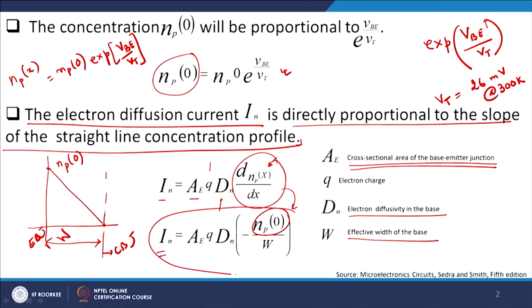It only depends upon the area, the diffusion constant, and most importantly on the concentration gradient, which you can see from this equation in front of you. With this knowledge, we come to the next idea, which is basically my collector current.